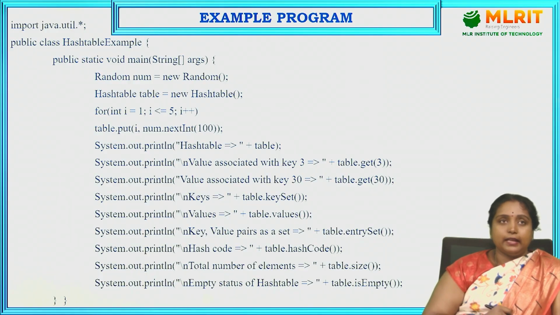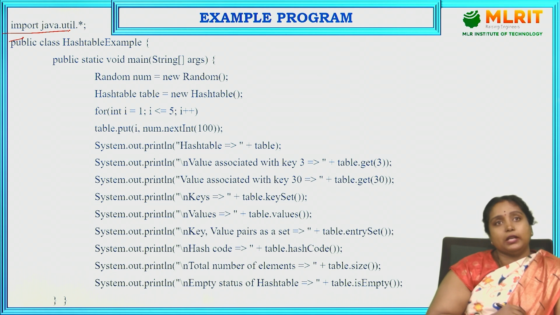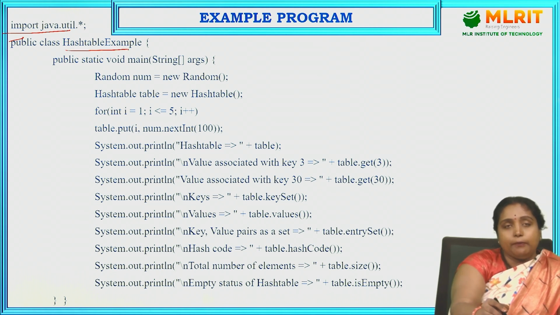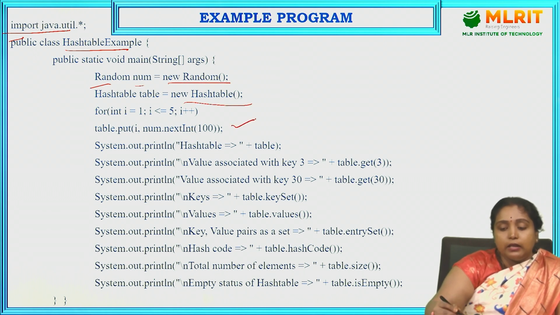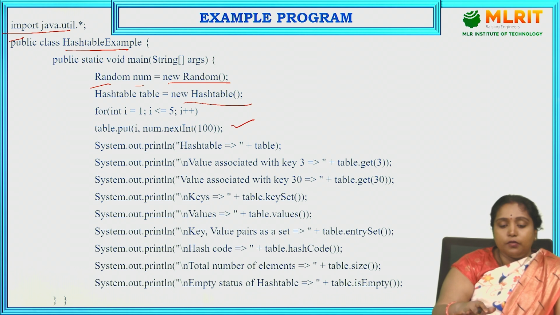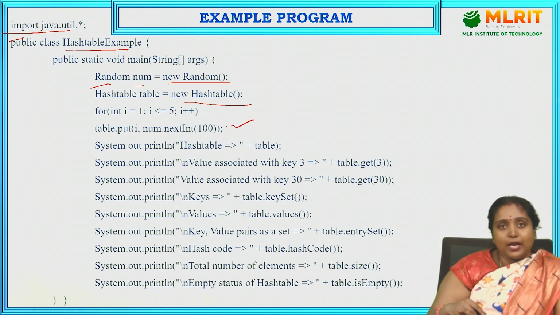Next, this is an example program. First, in order to use a hash table, you have to use the java.util package. Next, HashTableExample is my class name. And here I am taking random numbers. So, random number equals new Random. So, hash table. I am generating 5 values here, and I am inserting them into the hash table.